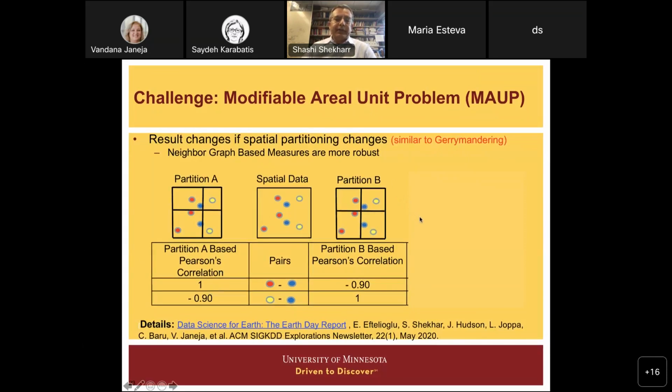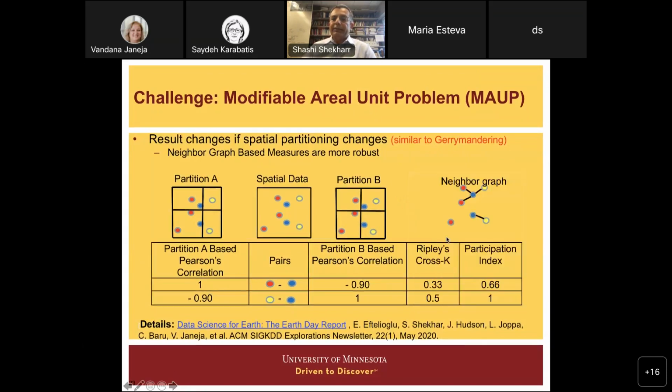So in spatial statistics, we get away from this partitioning business, and they instead draw a neighbor graph. So for example, here, suppose based on distance, you connect the nearby things, okay? Of course, you can say, well, whatever you compute will be a function of distance, but that's much easier to handle, and I will show you how we handle it, right?